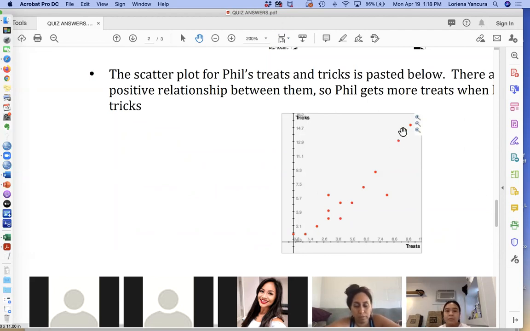And then we can also tell strength. I had one stats teacher who used to call this the cigar. If you drew kind of a cigar around all those points, if it's a skinny cigar, it's a strong relationship. If it's a fat cigar, it's a weak relationship. So this is a relatively strong relationship. We've got an outlier right here, but pretty much a strong positive relationship between tricks and treats. And it's positive again, and I'm going to say this over and over.